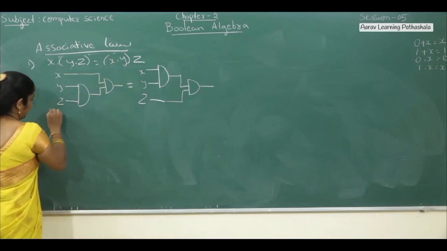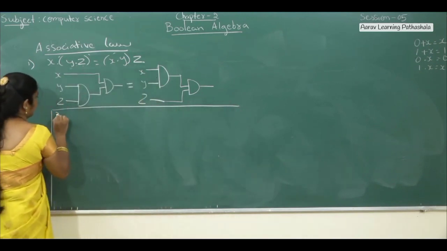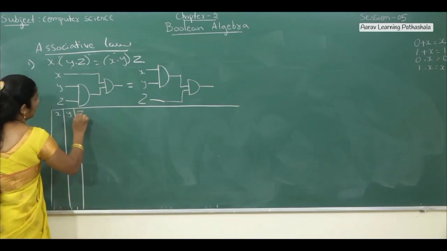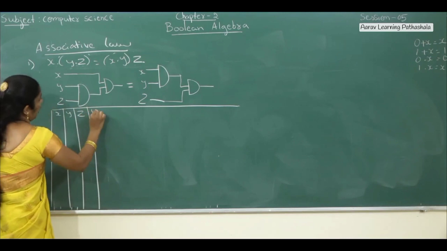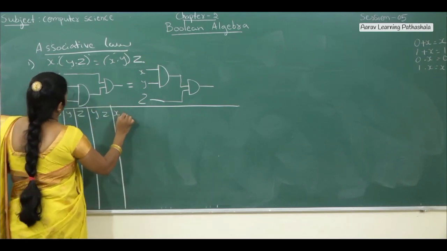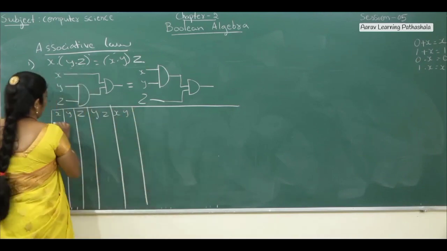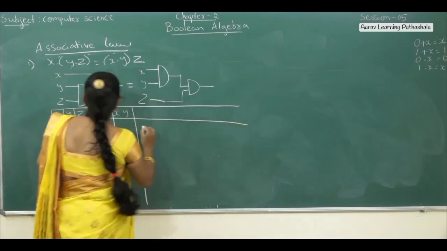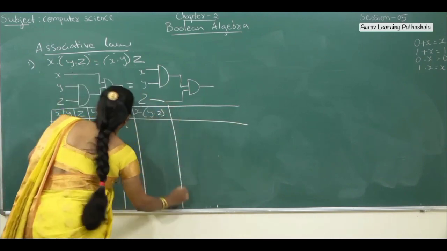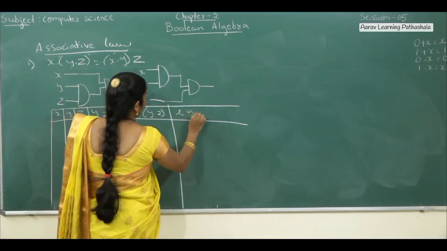Now, we will prove that once again by using the truth table as well as by using the perfect induction method. X, y, and then z, yz, then x into yz. Next we will take xy, and the next one is xy into z.